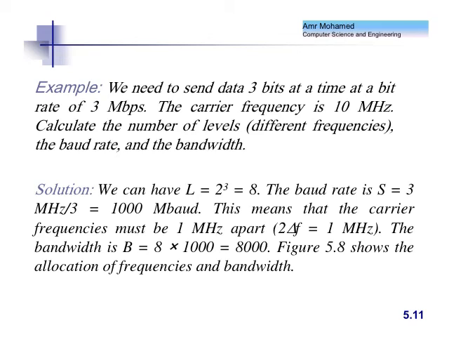8. I have to have 8, because I have 8 combinations. Right? So each signal element will have to have a distinct frequency which represents this bit combination or this bit pattern. So I have to have 8 different frequencies. So between each 2 frequencies, I need to have 2 delta F.